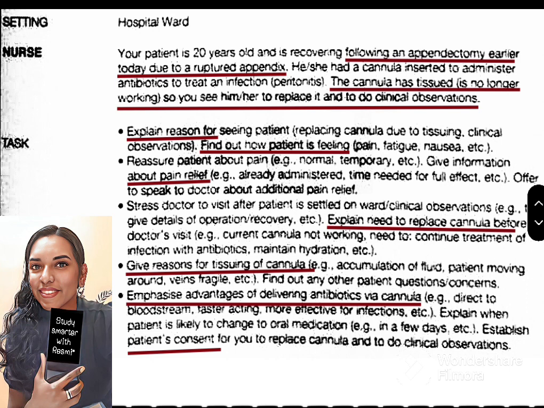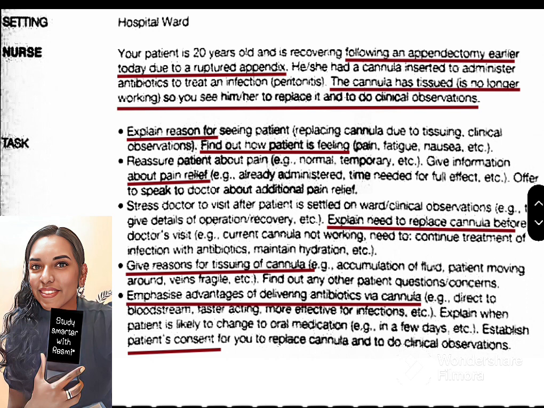So how can we start? Good morning, Mr. John. Then wait for the greeting back. After the patient greets back, you can continue. I am Rashmi Rajan, one of the registered nurses working in this hospital ward. I am the in-charge nurse for you today, or I'm the one taking care of you today. Actually, I came here to replace your cannula because it is tissued and not working well, as well as for clinical observation. Before proceeding further, may I know how you are feeling now? Do you have any pain, fatigue, or any nausea? So that is the first task.